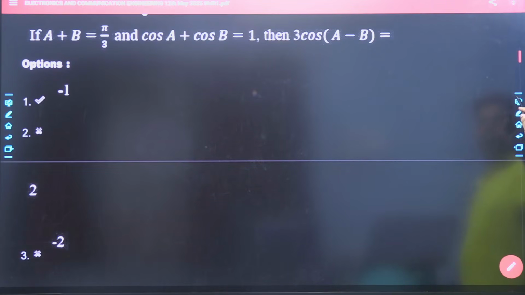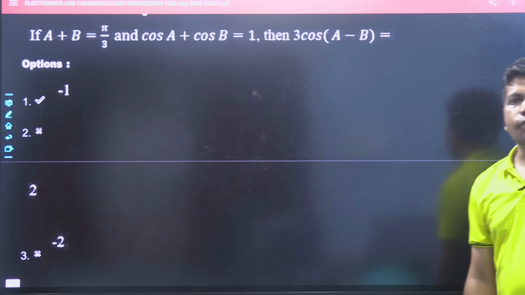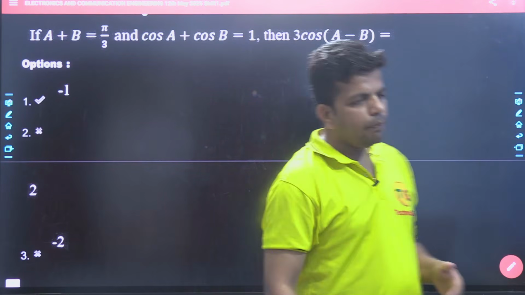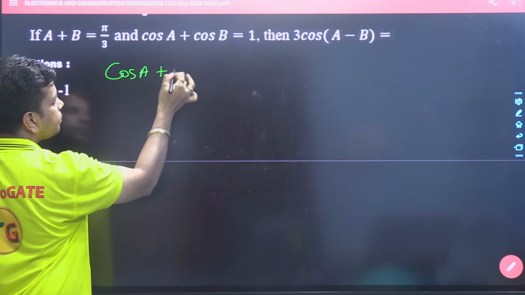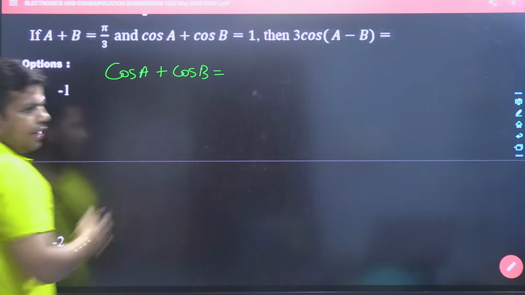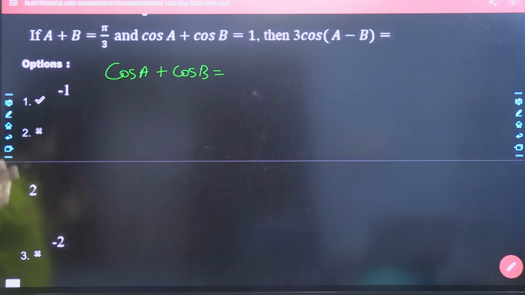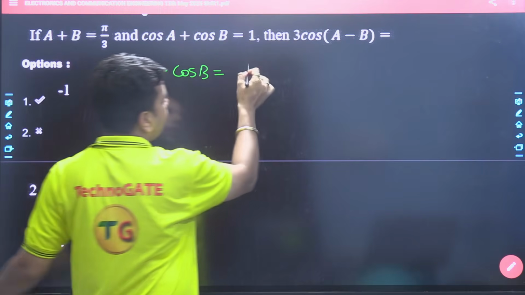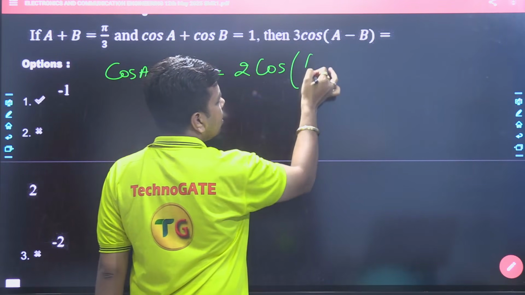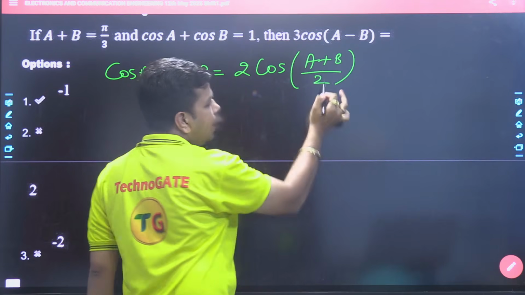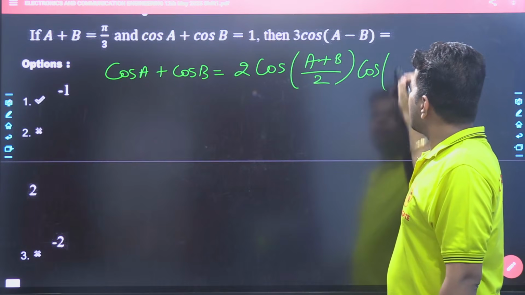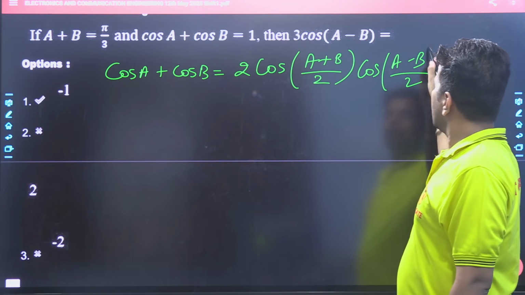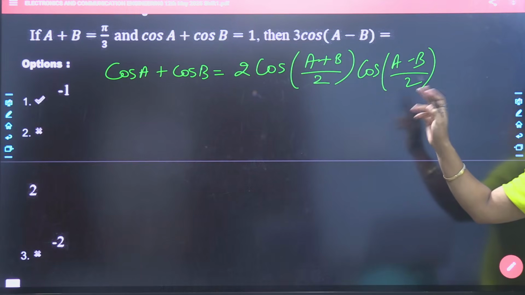If a plus b equals pi by 3, and cos a plus cos b equals 1, what is the value of 3 cos(a minus b)? Simply we need to apply the formula for cos a plus cos b. Cos a plus cos b equals 2 cos((a plus b) by 2) and cos((a minus b) by 2). As we know, that would be the formula.